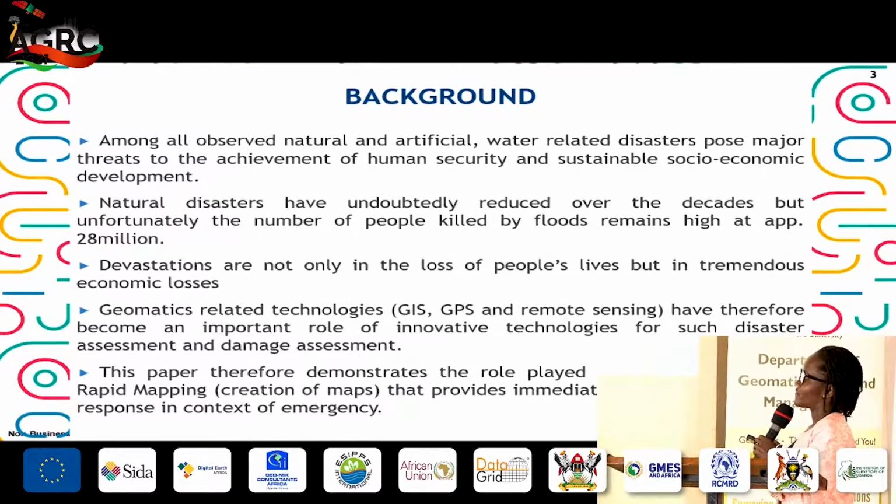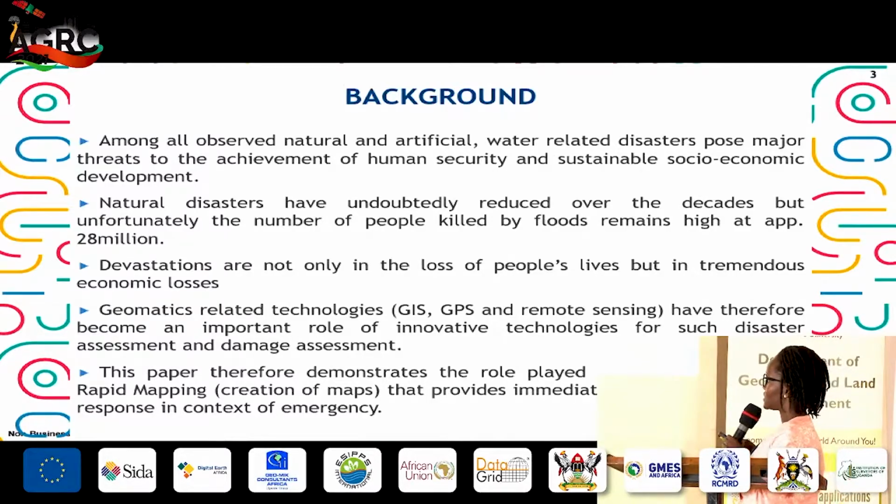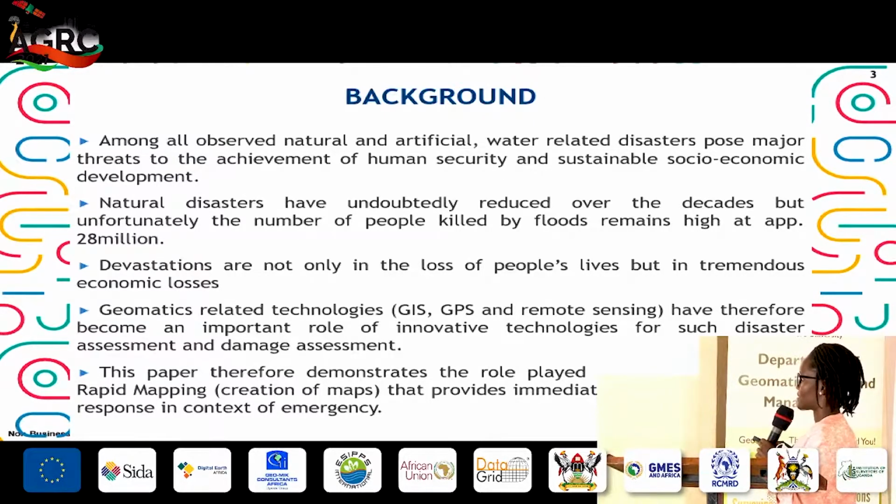In Uganda, there are various natural disasters that happen, but those that are water-related have been on the rise, mainly in Kampala city. And this has, over time, reduced, but unfortunately, the floods in Kampala remain affecting people highly, to about 2.8 million. And these devastations not only relate to the loss of lives, but also economic losses.